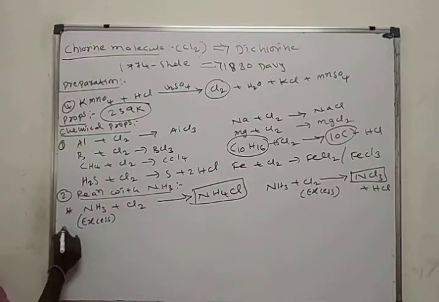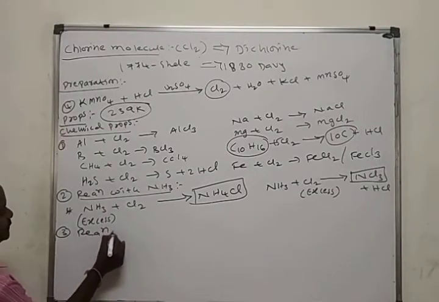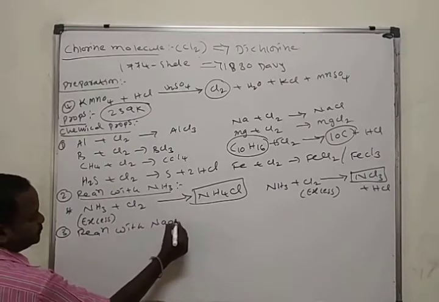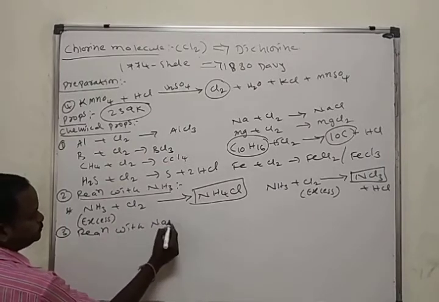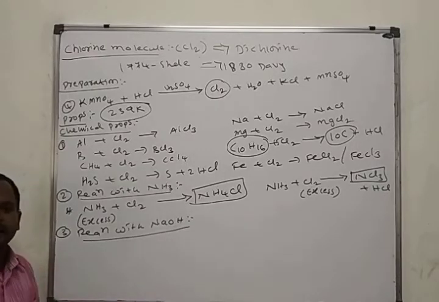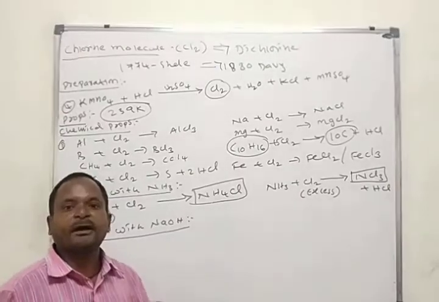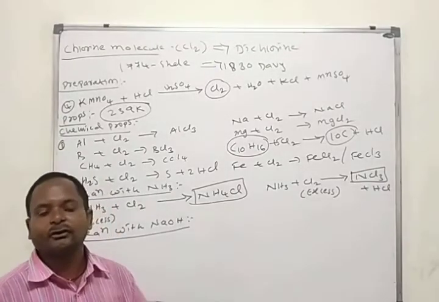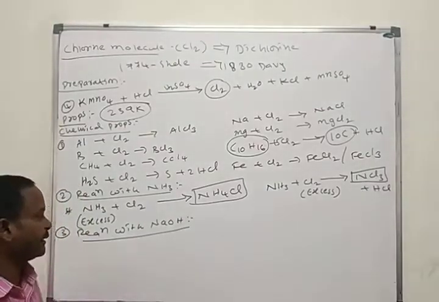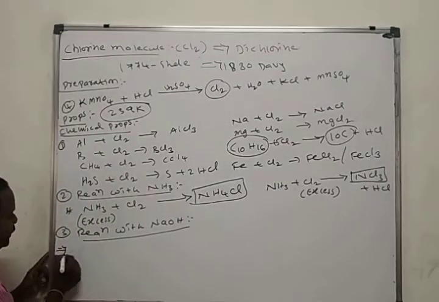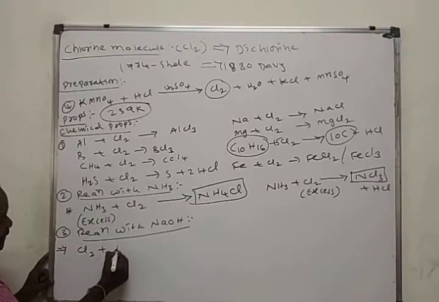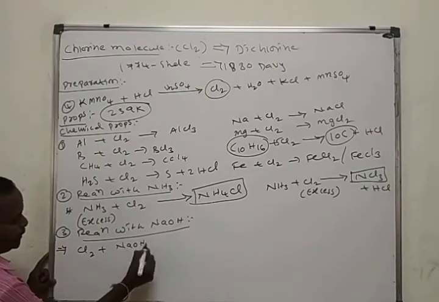Then, in conclusion, we will see the reaction with sodium hydroxide. Here we are using 2 types of sodium hydroxide: one is cold and dilute sodium hydroxide, the other is hot and concentrated sodium hydroxide. This is also a very important reaction. Here I am using chlorine reacting with sodium hydroxide.